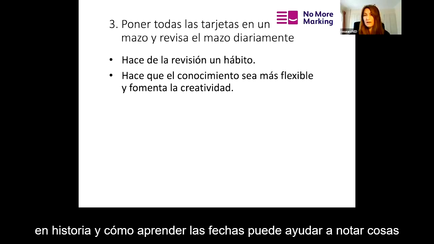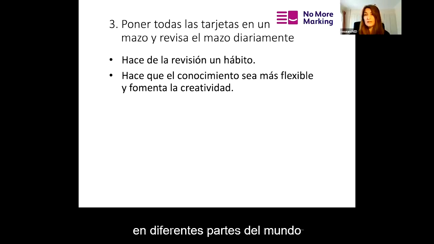In history, I like how learning dates can help you to notice things that were happening simultaneously across different parts of the world or in different societies.